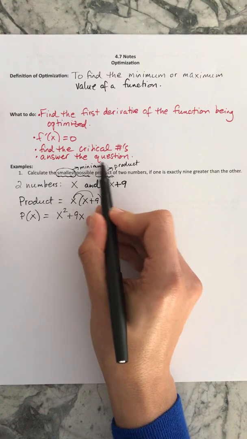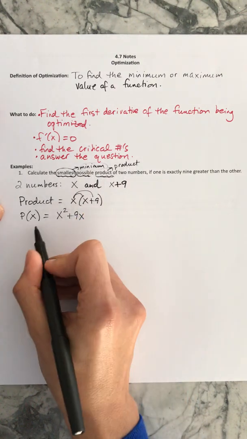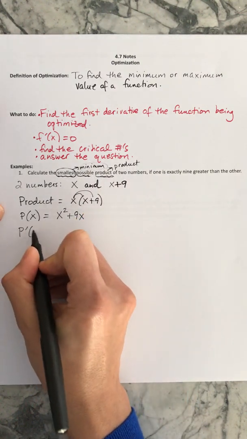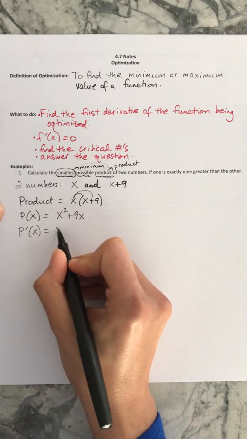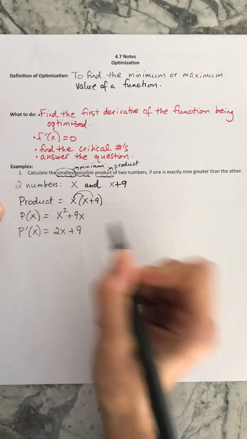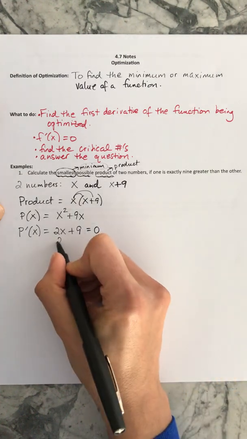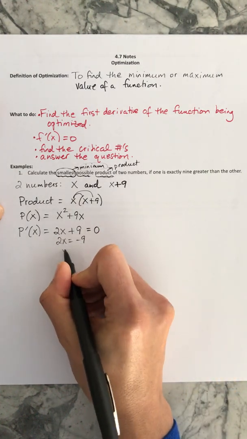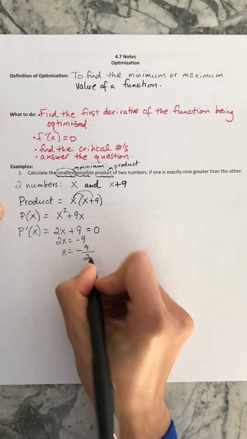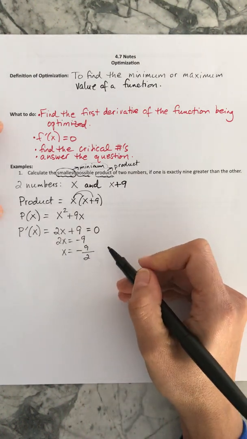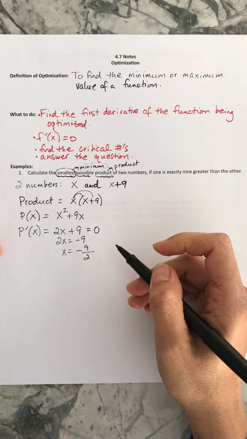Now I'm supposed to find the minimum of that function. So that means I have to find the derivative of p. So p prime is 2x plus 9. We're going to set the derivative equal to 0, and of course, we're going to solve for x, and we're going to realize x is negative 9 over 2. Now, we don't stop, because we're going to go back and read the question.